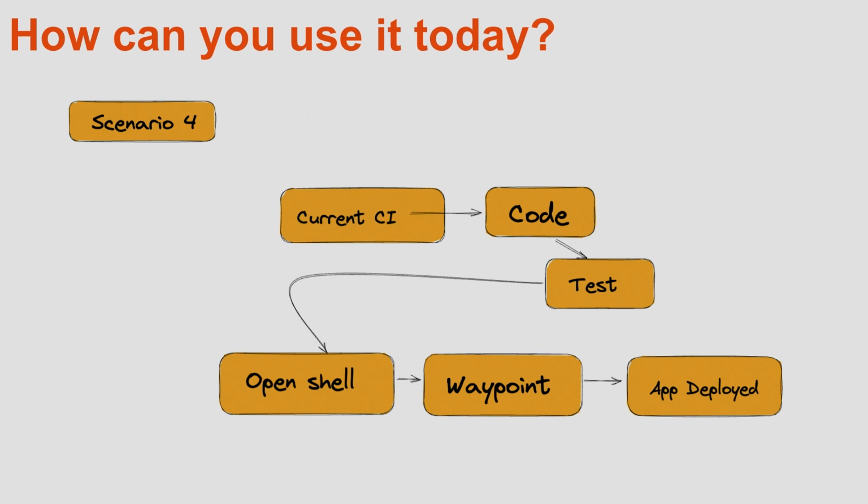Scenario 4. So scenario 4 is basically you have a current CI/CD ecosystem. You have your current CI systems which already exist. You have written the code for that and you have written tests for that. What you can do in your existing CI systems is you can actually open a shell and have Waypoint and use Waypoint to deploy your application. You can do that, but I'll come to one of the challenges, why you cannot also do that in the complex pipeline ecosystem.